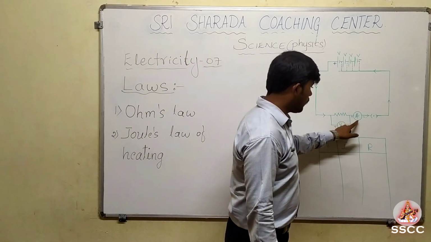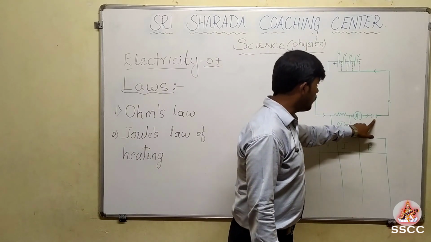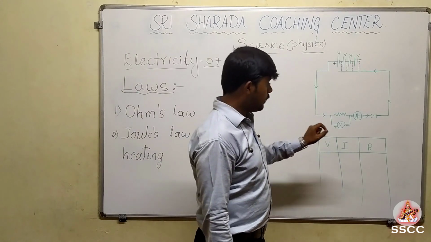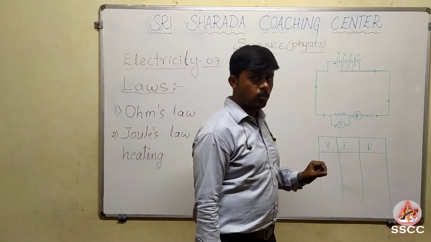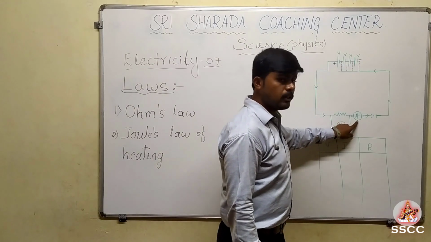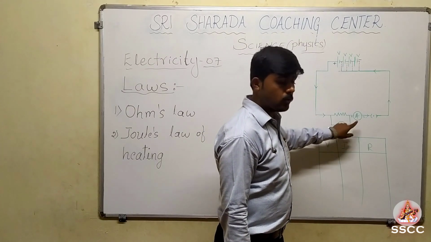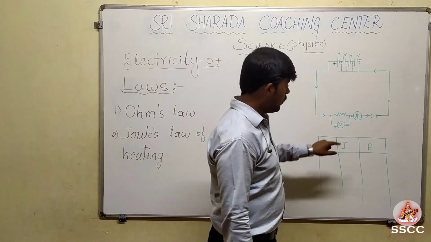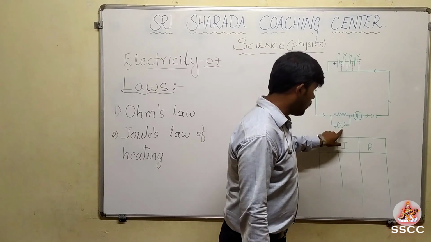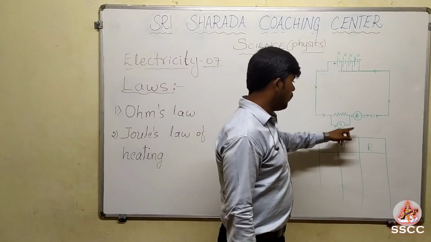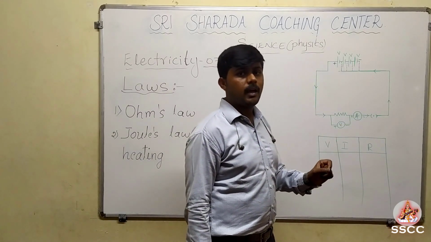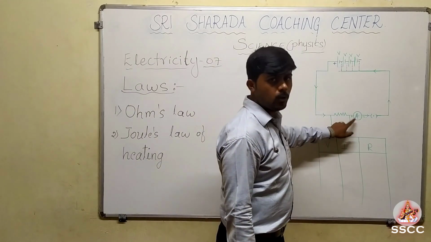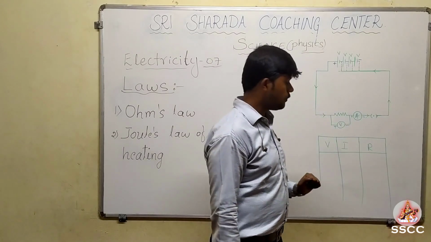And now we are connecting the ammeter, a plug key, and the voltmeter also. While connecting the ammeter and voltmeter, we have to take care. Ammeter is always connected in series with the circuit. Voltmeter is always connected in parallel. Why are we not connecting the voltmeter in series? Because the voltmeter has high resistance. If we connect it here, it won't allow electricity to pass through it.